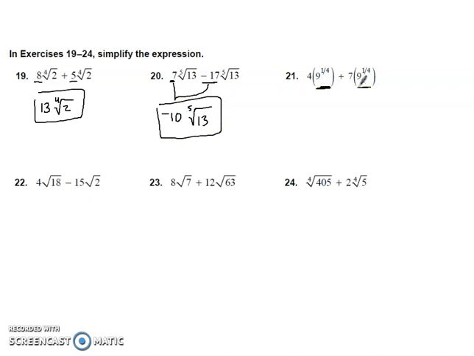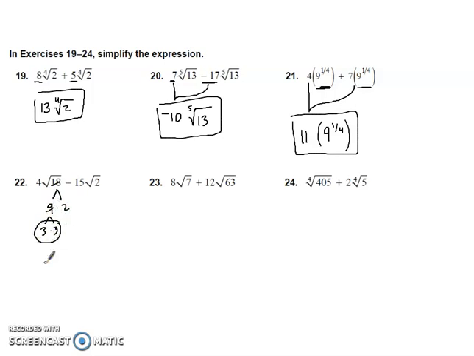Here I have matching radicals in disguise. I have 4 of them and 7 more, leaving me with 11 times the 4th root of 9. If I can simplify, hopefully I'll get a matching radical. I do see a pair of 3s, but the 2's left inside. I can't forget about the 4 that was also there. So 12 square root of 2 minus that 15 square root of 2. I have matching radicals. 12 minus 15 is negative 3 square root of 2.